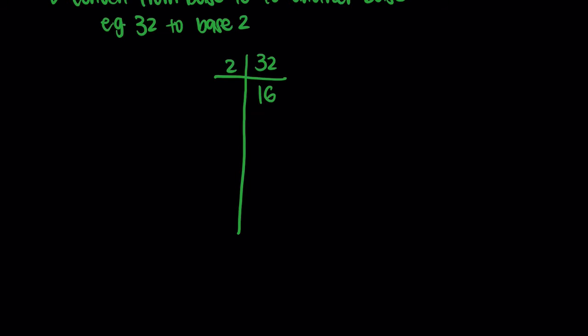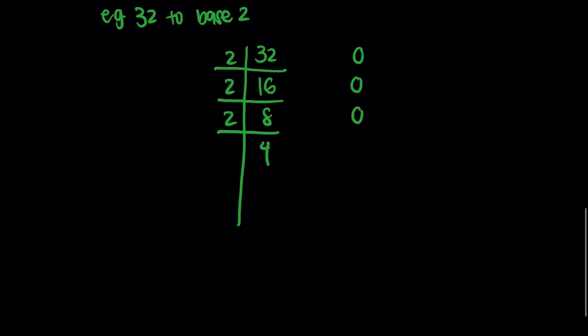That goes 16 times exactly, with remainder 0, and we write down this remainder 0 somewhere aside. Next, we have 16, and we divide it by 2 to get 8 exactly. Again, that is a remainder of 0. Next is 8 divided by 2, which is 4, and that leaves a remainder of 0 as well. Now we have 4 divided by 2, which is 2, and gives a remainder of 0.